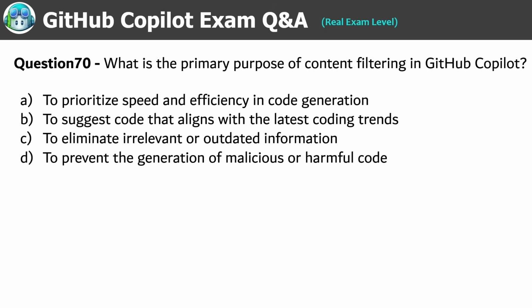Question 70. What is the primary purpose of content filtering in GitHub Copilot? And the answer is D. To prevent the generation of malicious or harmful code.